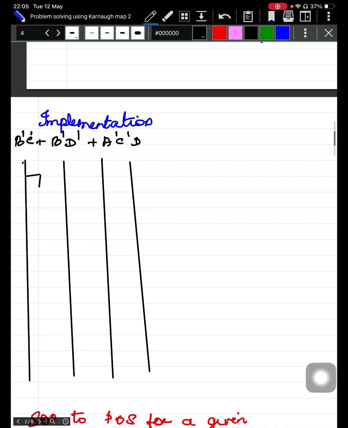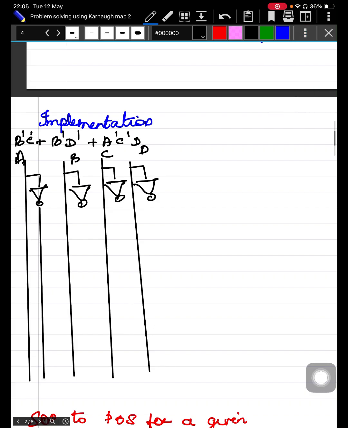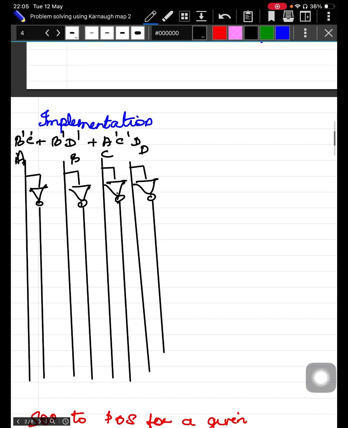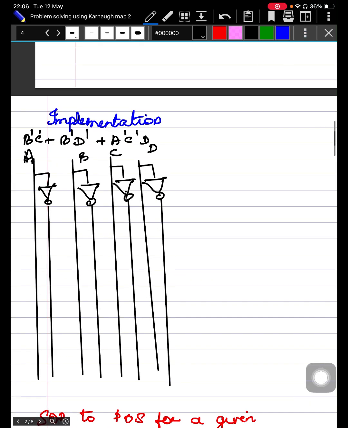And an inverter, an inverter, an inverter, and an inverter here, right? So I'll draw inverters and then I'll draw my lines. An inverter over here, an inverter over here, inverter over here, and an inverter over here. Now I'll name them. This is A. So this is B, C, and D. So I'll draw the lines and then I'll do the naming. This is A dash. This is B dash. This is C dash and this is D dash, right? So A dash, B dash, C dash and D dash.